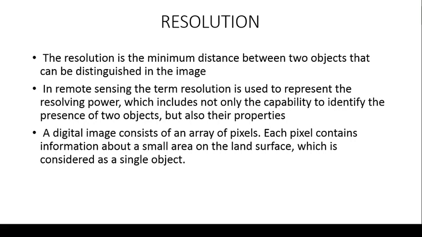Talking about a digital image, it consists of pixels. Each pixel consists of particular information about the objects, and this information represents the clarity of that object.